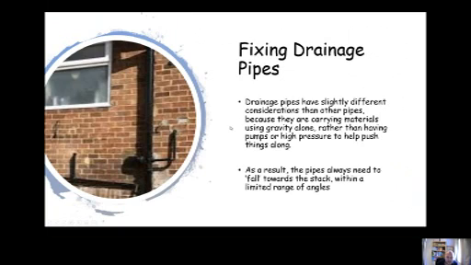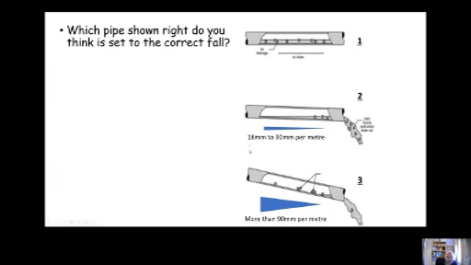Okay, now we're briefly going to look at fixing drainage pipes. We've got a slightly different consideration when it comes to fixing drainage pipes, because the water runs through them due to gravity only. They have to be run at a slight gradient towards the stack. And we're going to look at what these gradients are.